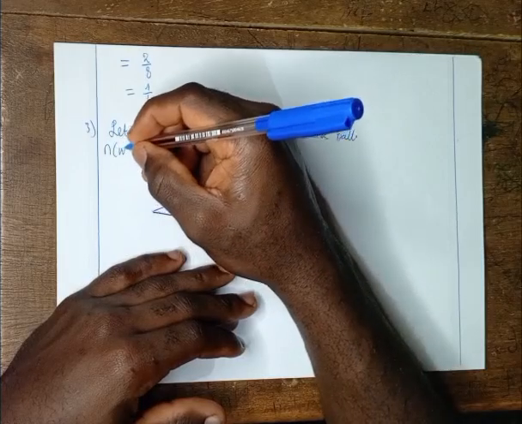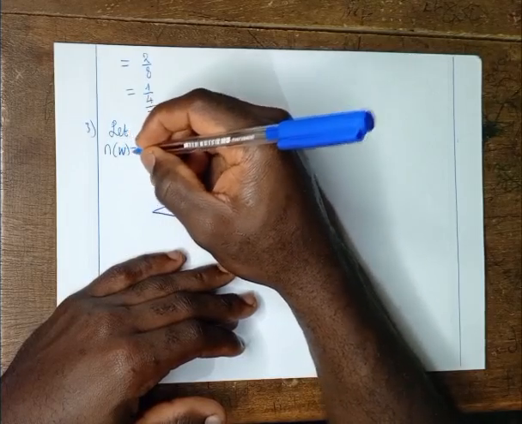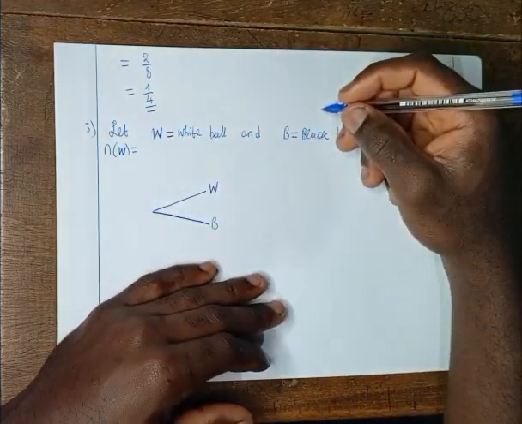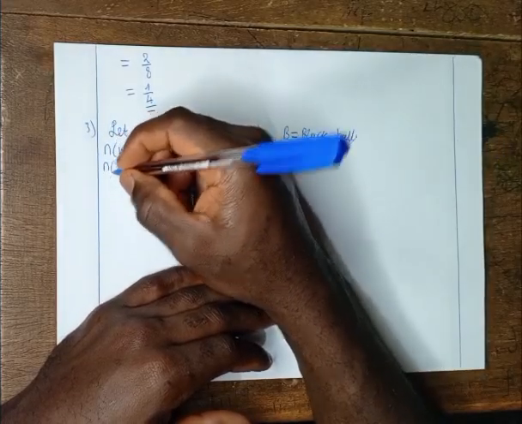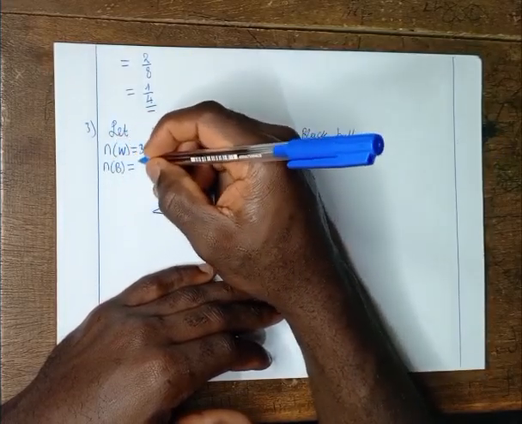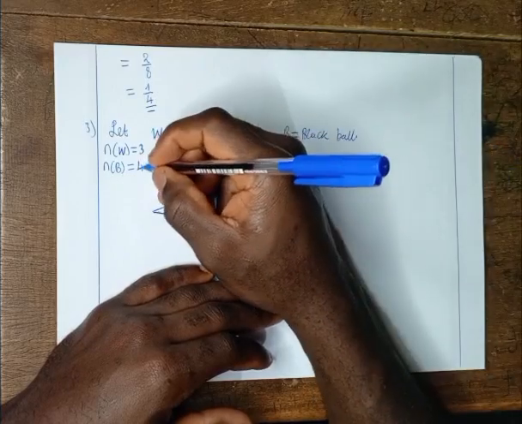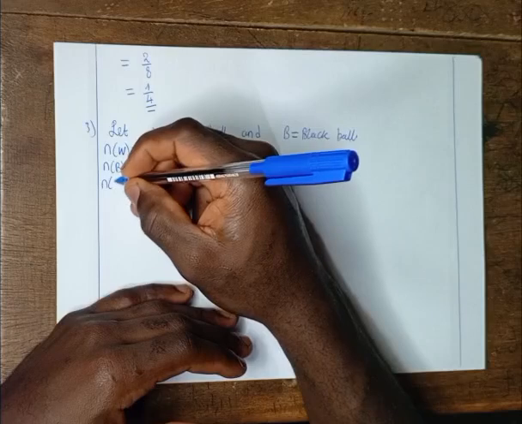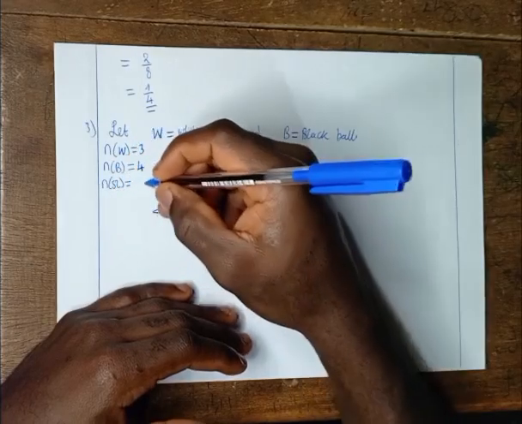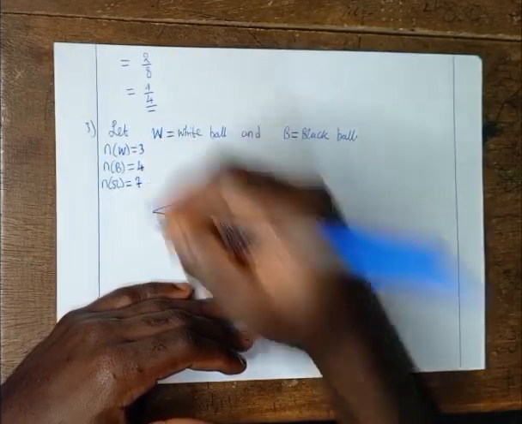And the probability of you getting a white ball, we know that the number of white balls, denoted as NW, we have been told there are 3. Number of black balls, 4. And we know the total number of balls, N of omega, the sample space, there are 7 of them.